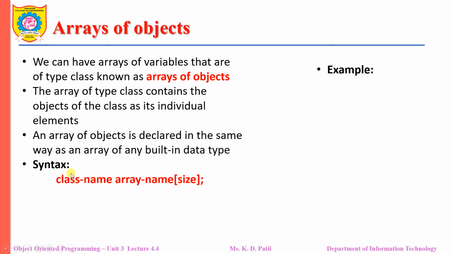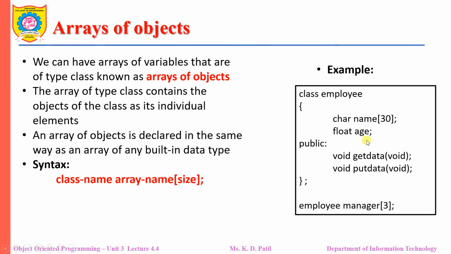Here I have a class name, followed by the array name, followed by the size. In the same way we declare the array of built-in data types. So the array of objects can be declared in the same way. Now let me show you the example.